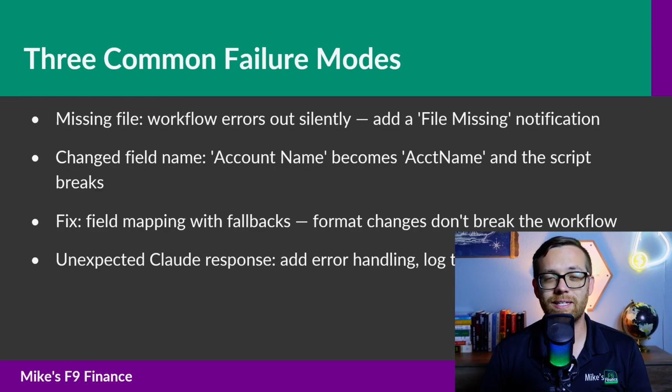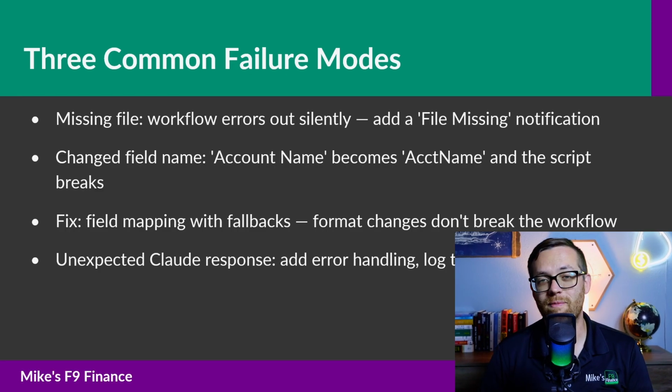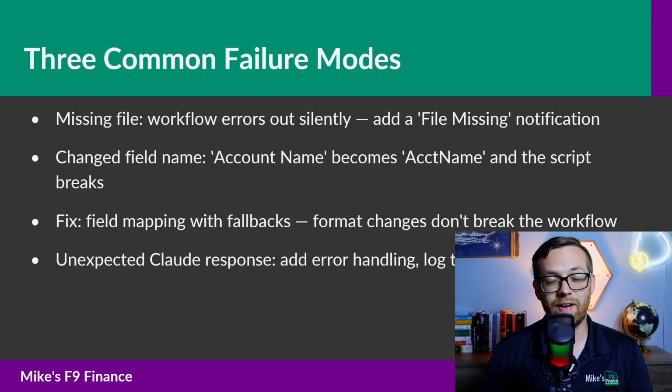First one is late or missing files. The bank file didn't arrive by 7:30 a.m. The workflow fires, looks for the file, can't find it, and errors out. The briefing doesn't get sent. Maybe you don't notice until afternoon. The fix here is to add a check step at the start of the workflow. If the file isn't there, send a file missing notification instead of letting the workflow fail silently. That way you immediately know that something's wrong with the data arrival.